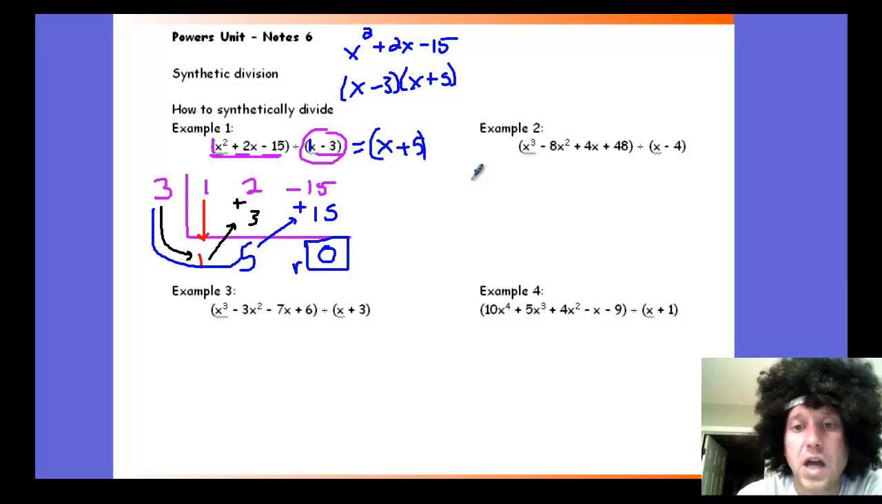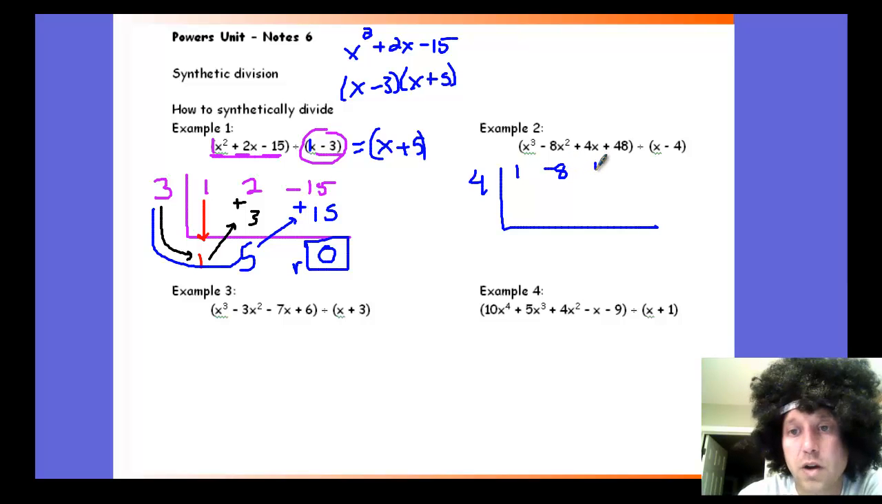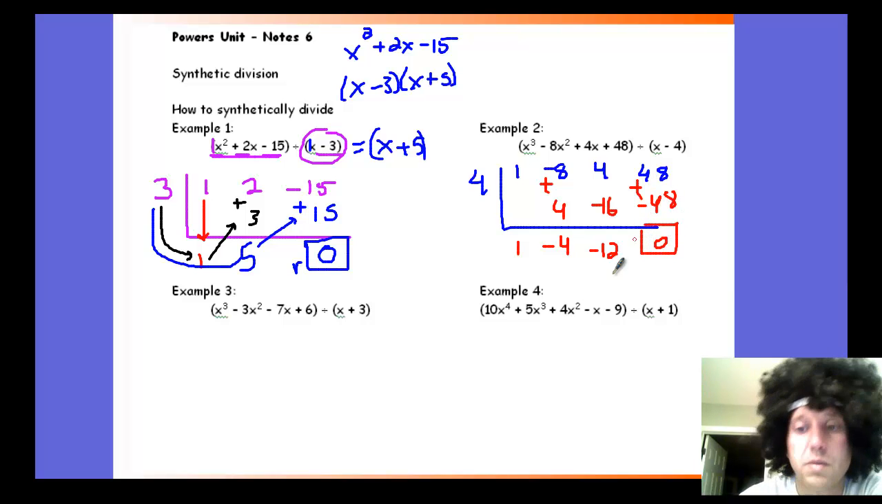So for this one, I would have a 4 on the outside. My coefficients are 1x cubed minus 8x squared, 4x, and 48. So the process: drop the 1, multiply by 4. We add there, we get negative 4. Multiply again, negative 16. Add, we get negative 12. Multiply again, negative 48. Add, we get 0. Nice, no remainder, which means it divides evenly.